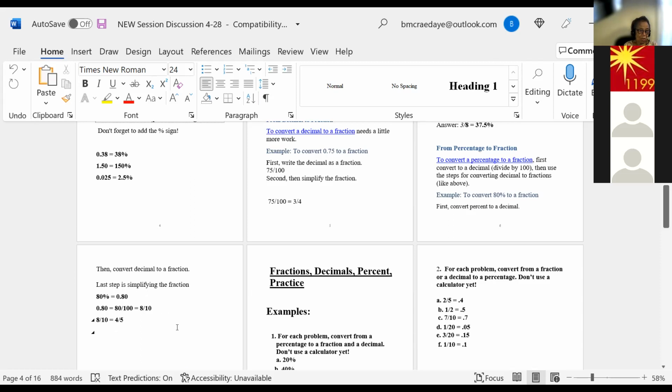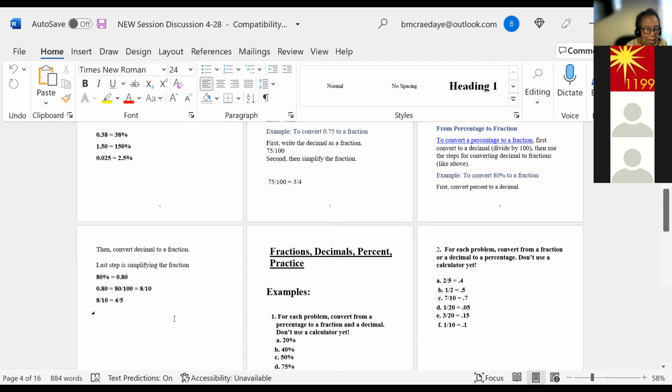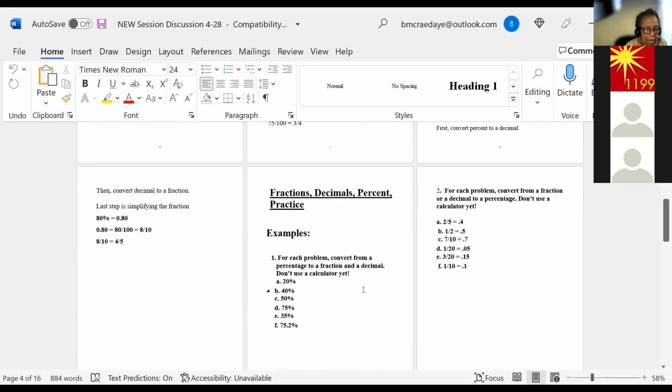Any questions on converting? And just remember, it's just different ways of saying the same thing. 1/4 is 0.25, and it's also 25%. Now, I want you to do some. I have some here for you to do. I want you to convert these percentages to a fraction and a decimal.